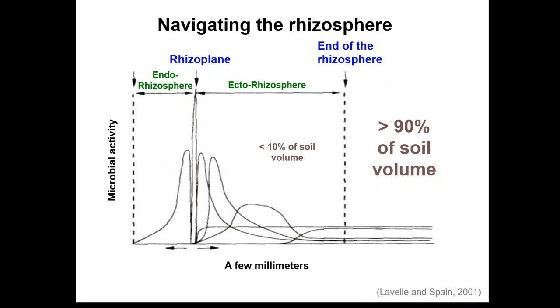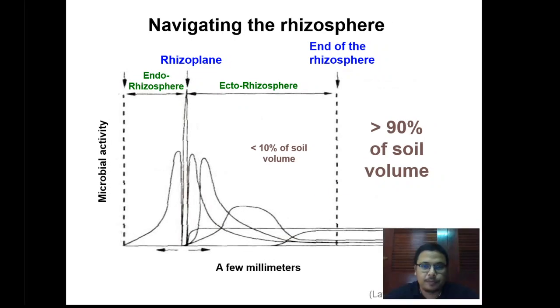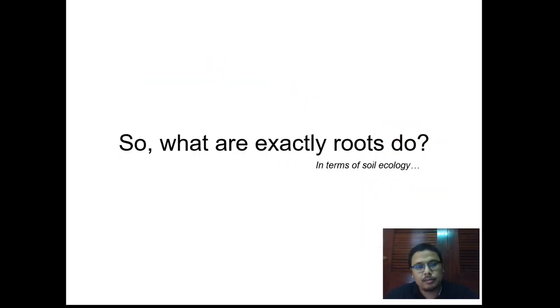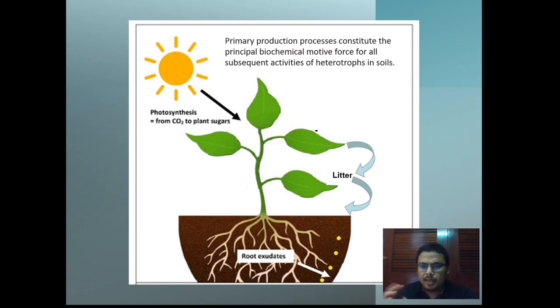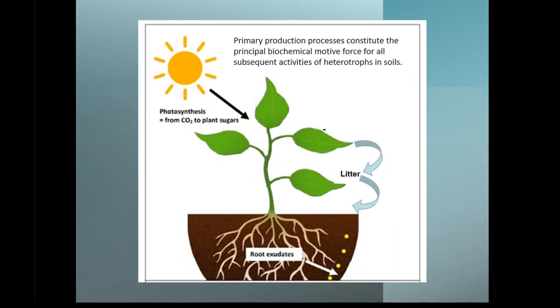Again, this is the endosphere, and also the rhizosphere. So what exactly do roots do? In our topic of soil ecology, besides the cliche of transporting water and nutrients for the plants, roots are the primary producers for the soil. Primary production processes constitute the principal biochemical motive force for all subsequent activities of heterotrophs in soils.